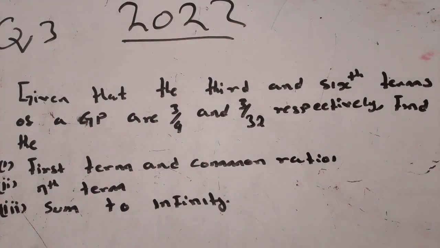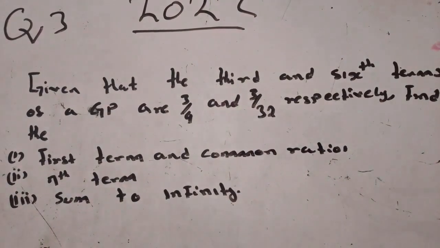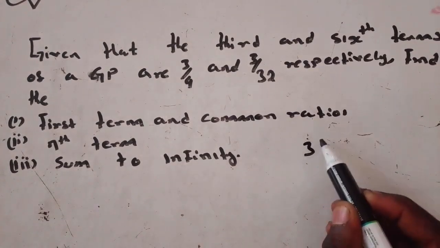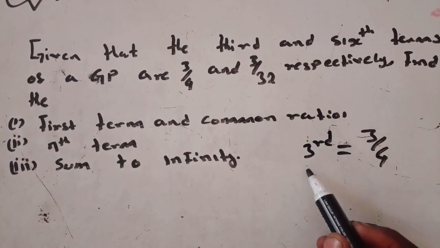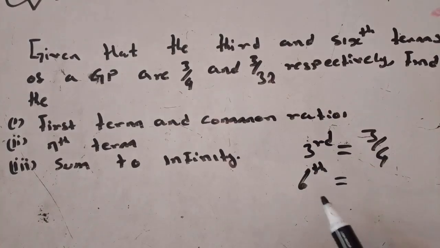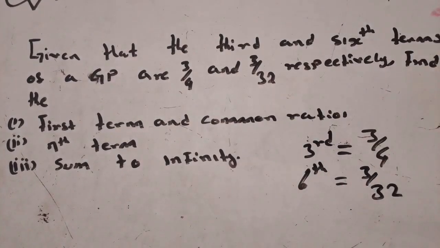So the question, I'm going to repeat it again, reads: given that the third and sixth terms of a GP are 3 over 4 and 3 over 32 respectively, find the first term and common ratio. So let's find the first term and common ratio using the information given. The third term T3 is 3 over 4, and the sixth term T6 is equal to 3 over 32 according to the question. So now let's find the first term.